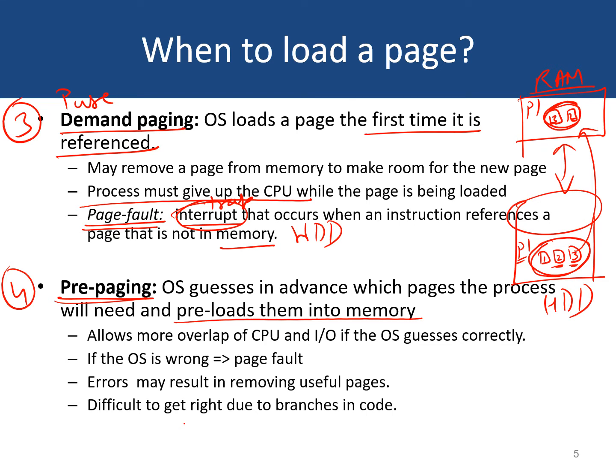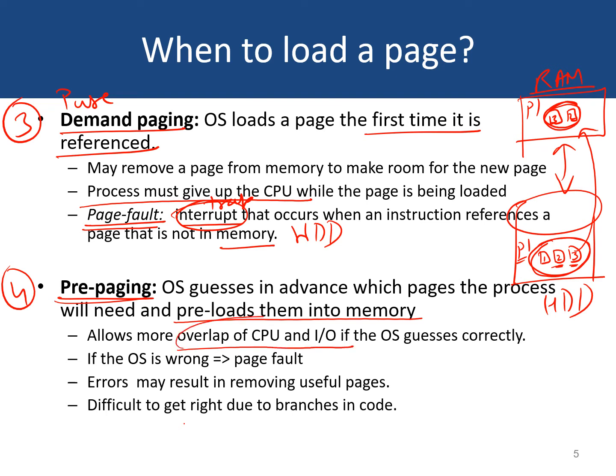For instance, when we are starting a process, we may be able to guess at the beginning the set of pages that the process will need. If our guesses are right, then pre-paging has potential for allowing a better overlap between CPU and IO subsystems.